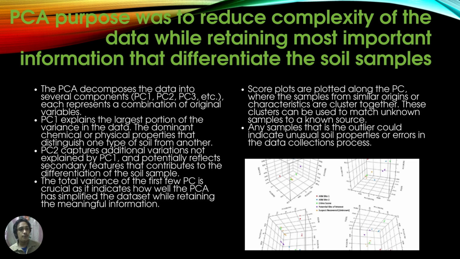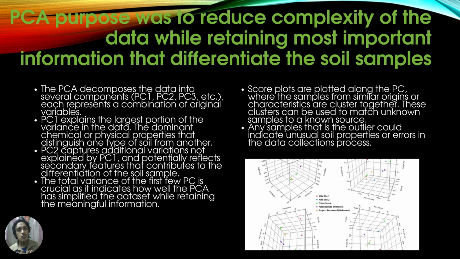The second principal component, however, captures additional variation that the first principal component does not explain, and it has the potential to provide a secondary feature that contributes to the differentiation of the samples, to distinguish one sample from another. But anyway, the total variance of the first few principal components is crucial to indicate how well the PCA simplified the data set but preserved the important information for distinguishing the samples.